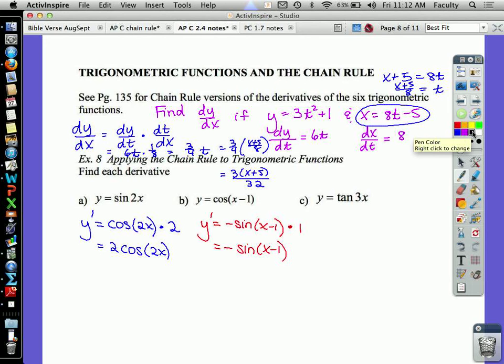In the third one, y prime, I take the derivative of the outside. What's the derivative of tangent? Secant squared, you leave the inside alone, times the derivative of the inside, which is 3. So it's 3 secant squared 3x. Okay, any questions on those 3 examples? It's pretty straightforward, isn't it? Okay. I hope the rest of it is.